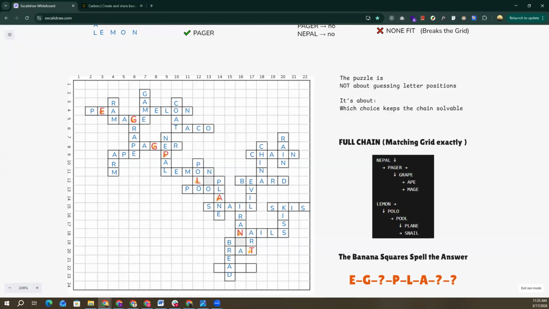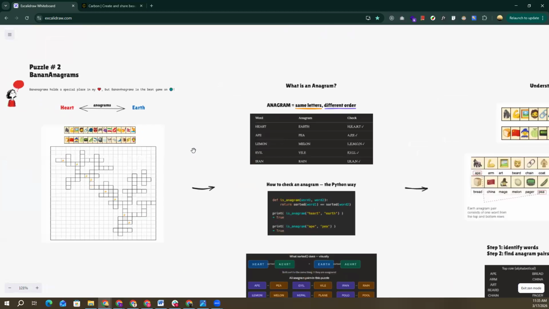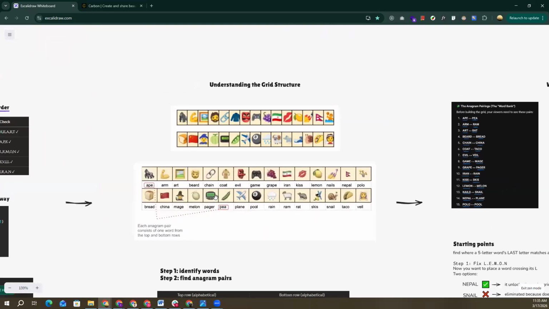Now let's do the 60-second recap. The puzzle name Bananagrams told you the mechanic. Extra Ana means anagrams. The flavor text confirmed it. Heart and earth are anagrams. Step 1, you had 30 emoji across 2 alphabetical rows. You identified each word, then you paired every top row word with its anagram from the bottom row. Ape pairs with pea, lemon pairs with melon, Nepal pairs with plane, and so on. 15 pairs total.